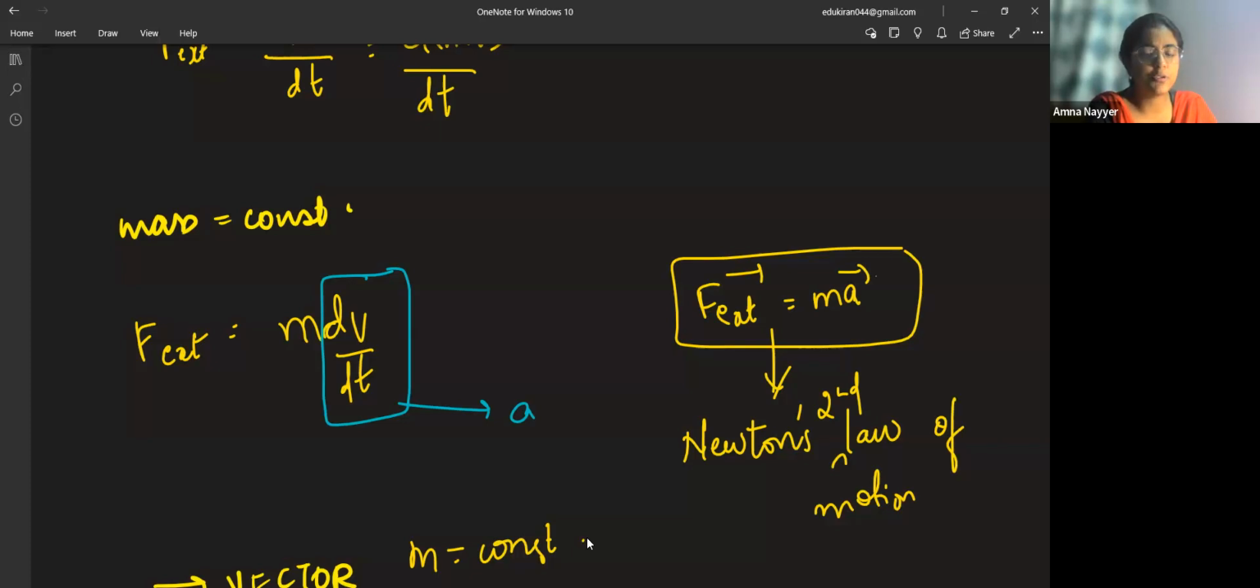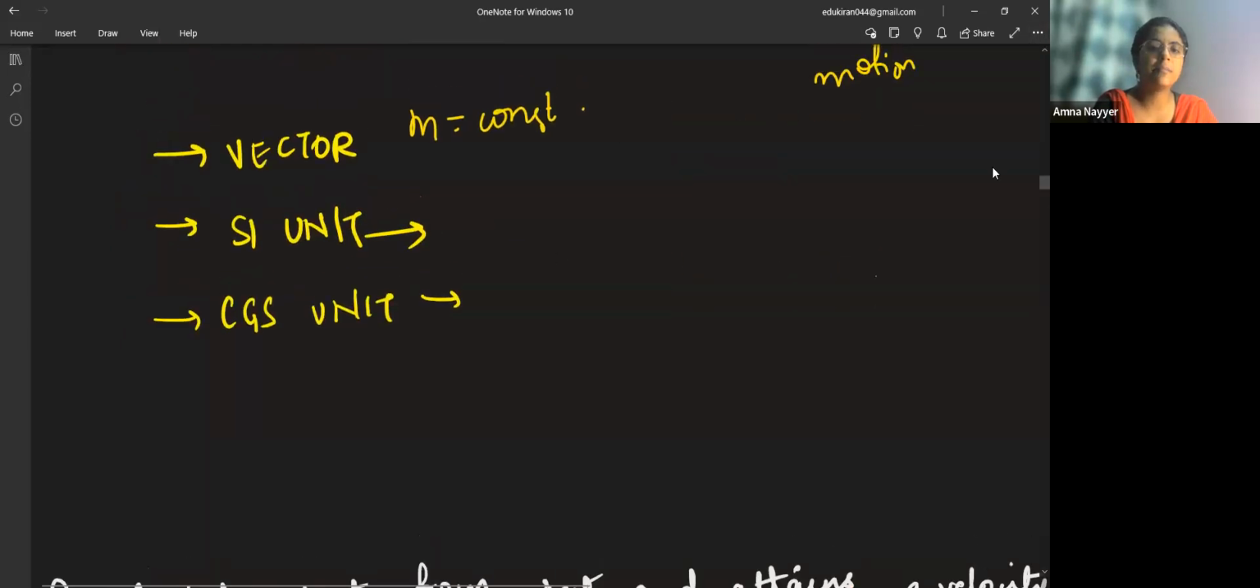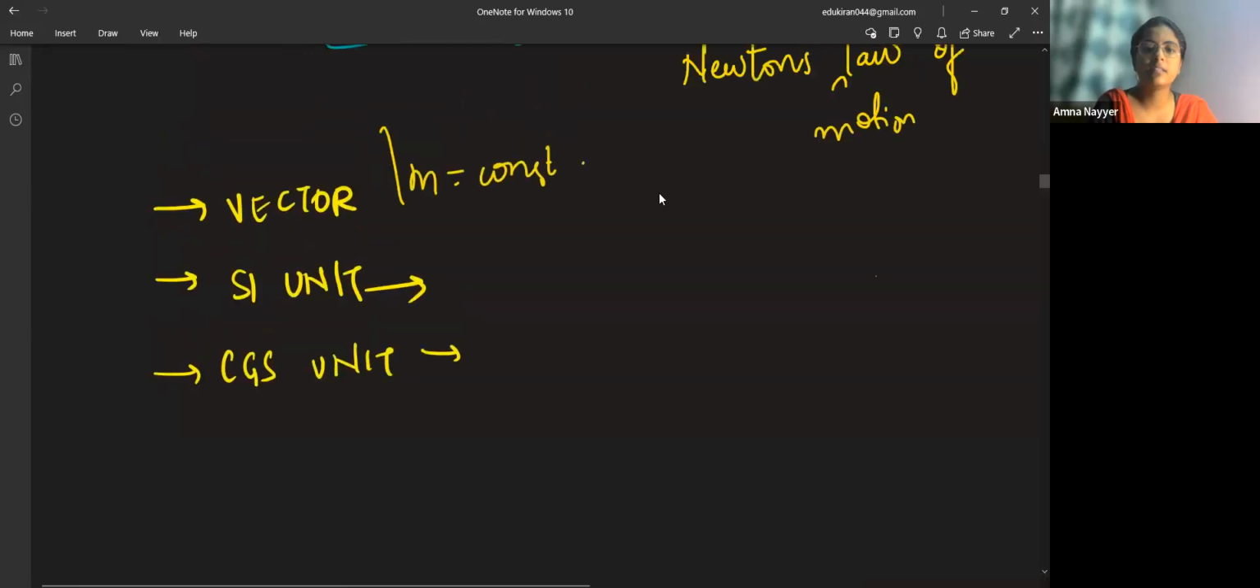Mass will be constant. And force is a vector quantity, a very, very important quantity for all of you. Newton is its SI unit. You must have heard 5 Newton, 6 Newton somewhere written. So it's a vector quantity. SI unit is Newton.